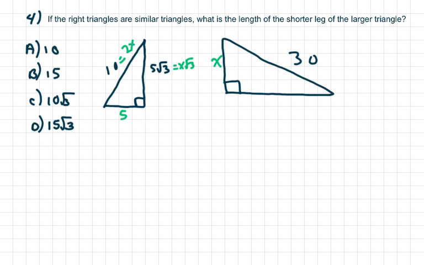Alright, so we're going to do the same thing because these triangles are similar, and solve. We know the side across from this is 2x. So this x is going to be 15. And then this side here is going to be x square root of 3.